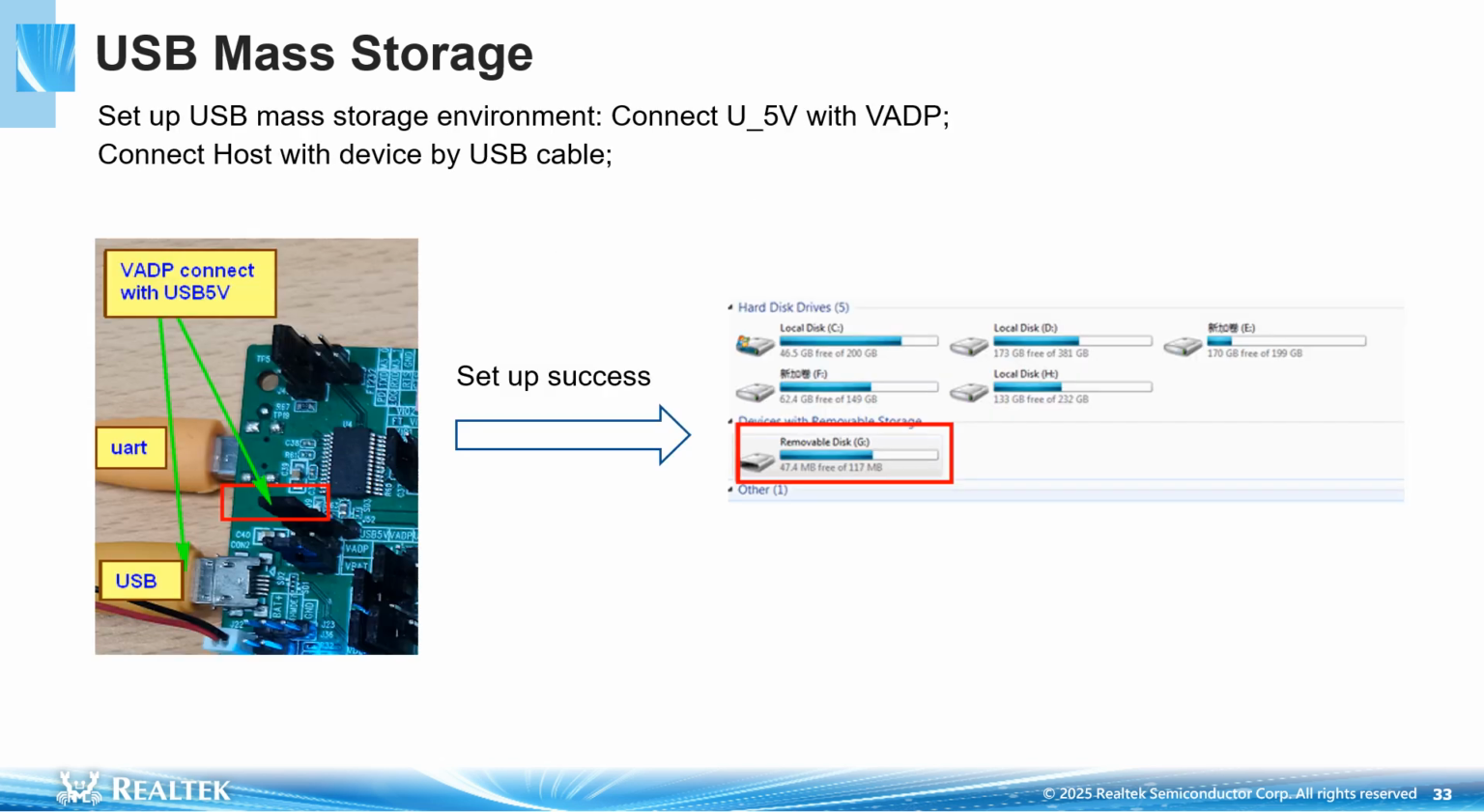Firstly, according to requirements, you can consult the USB spec and configure the USB descriptor. Secondly, if you want to set up the hardware environment, U5V needs to connect with VADP, and the evolution board connects with the host by USB cable. The USB mass storage device will enumerate successfully, and you can see a mass storage device.